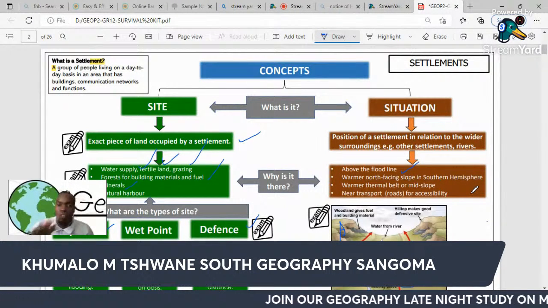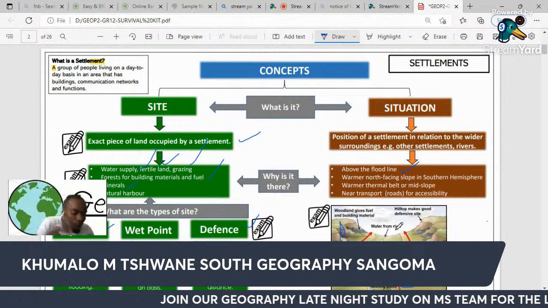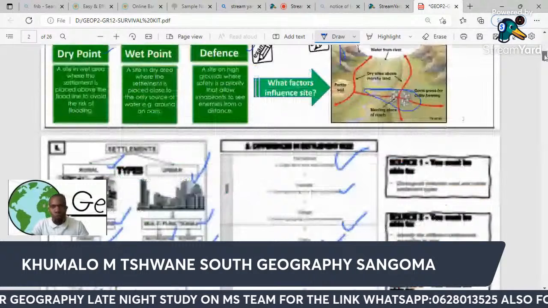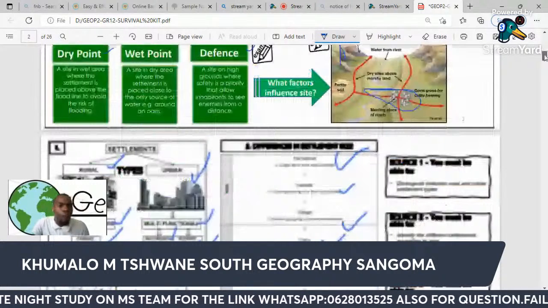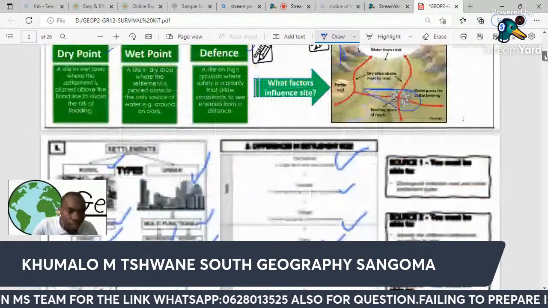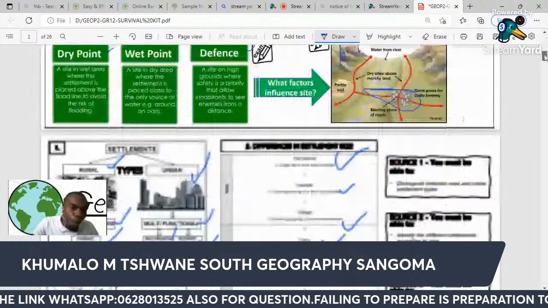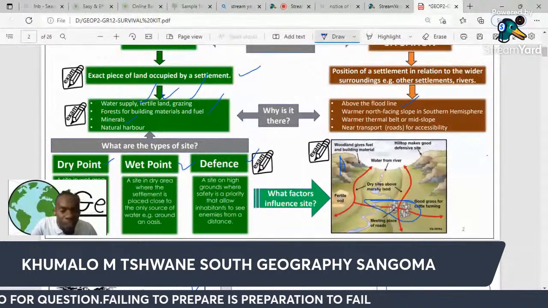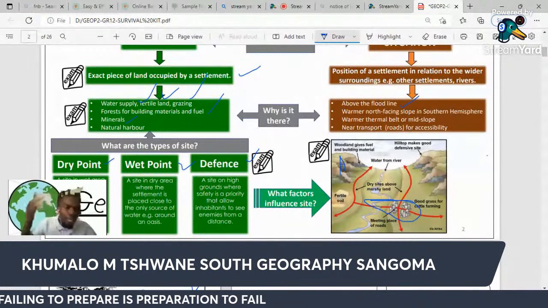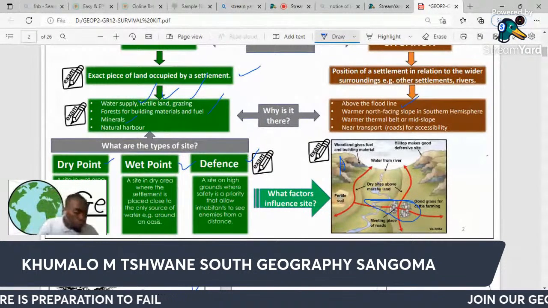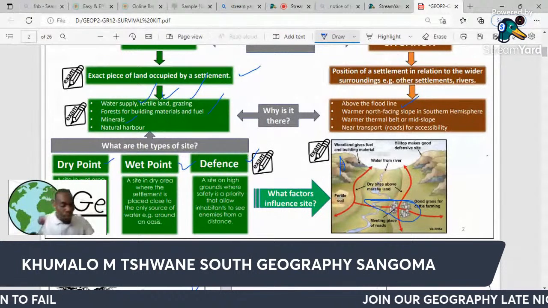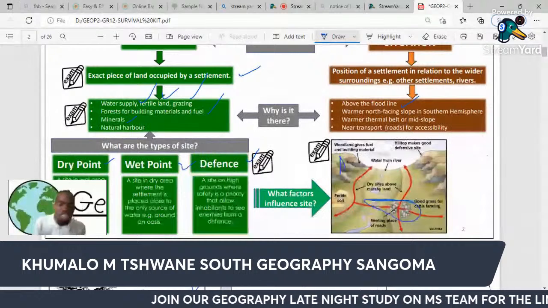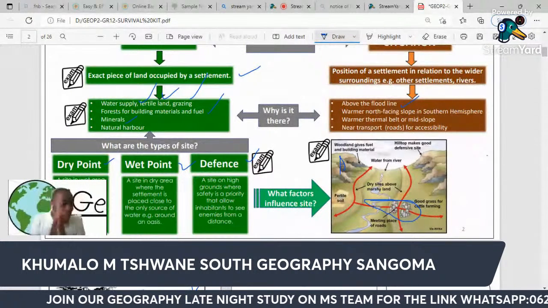Now, we come to the types of sites. What are the types of sites? When we talk about the types of sites, grade 12, we are talking about the dry point, the wet point, and the defense. When we talk about the dry point, I know it's sometimes confusing for you, grade 12, but I'm going to try by all means to make it as simple as I can.